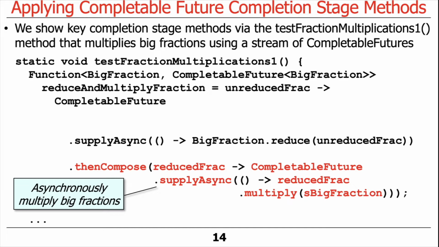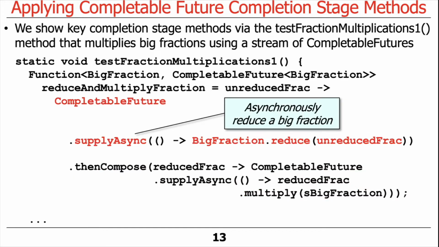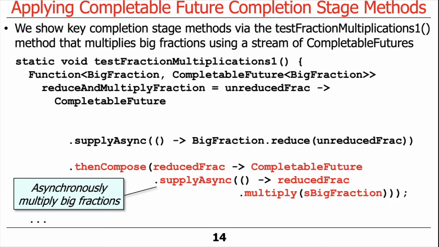And the action it's going to be passed is going to take the reduced fraction, which was reduced in the background by big fraction reduce, and it's going to go ahead and multiply that reduced fraction by some constant, where the constant is just some big fraction that we've defined somewhere else. And it's going to do that using supplyAsync. So you'll notice that we're going to do an asynchronous multiplication in a background thread by using supplyAsync again. So we use supplyAsync up here to do the original reduction, and now we're using supplyAsync down below. Now remember that supplyAsync returns a completable future.